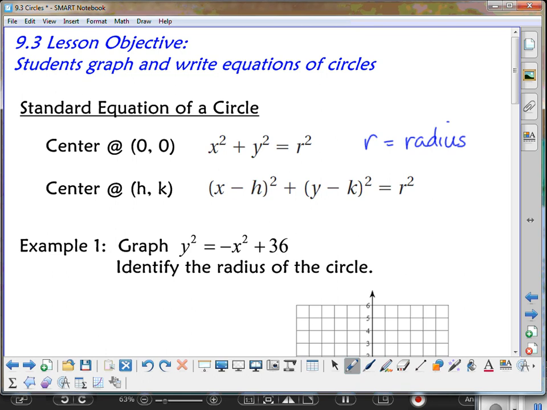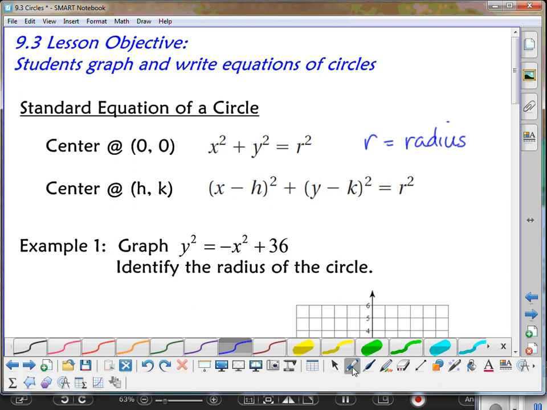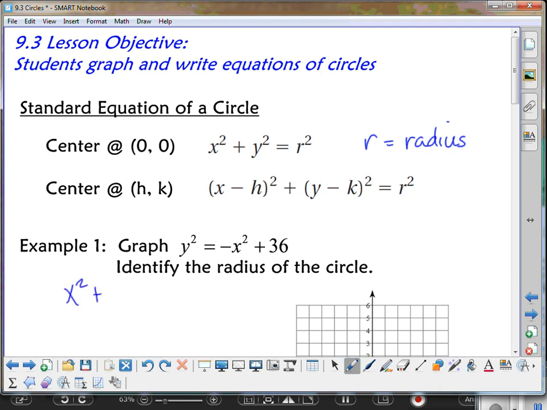So for our first example, we're going to graph y squared equals negative x squared plus 36, and we're going to identify the radius of the circle. So first of all, is it in standard form? No, I just have to add the x squared to the other side. So x squared plus y squared equals 36. So what's my radius going to be? 6. 6, exactly.